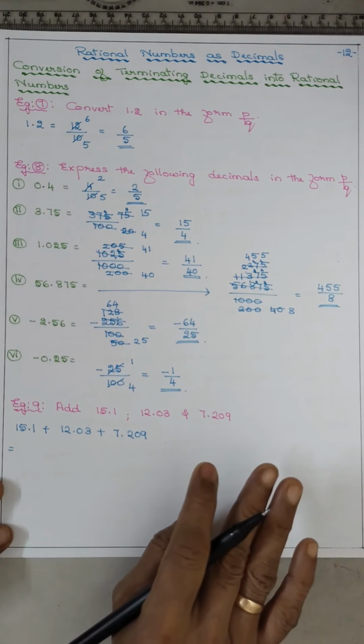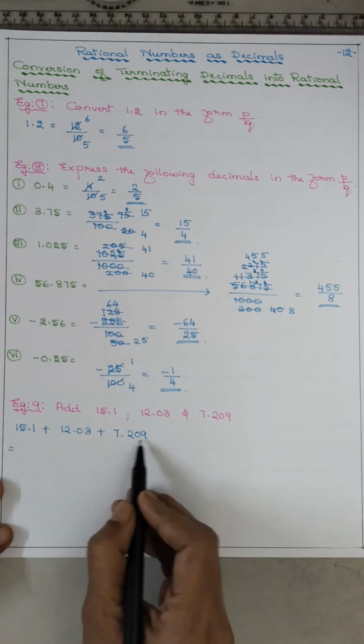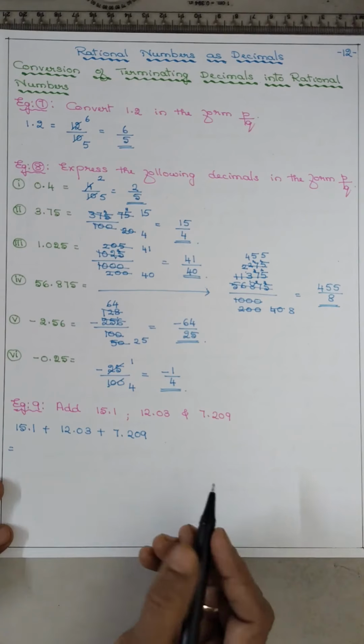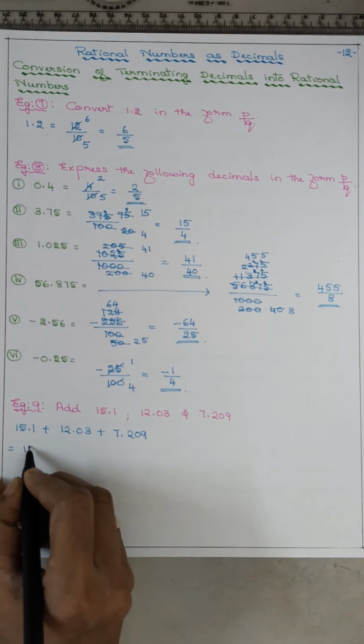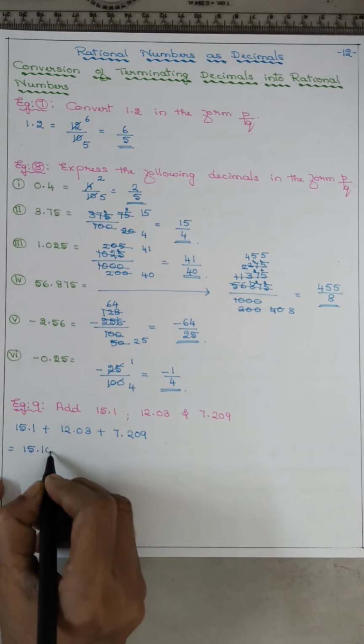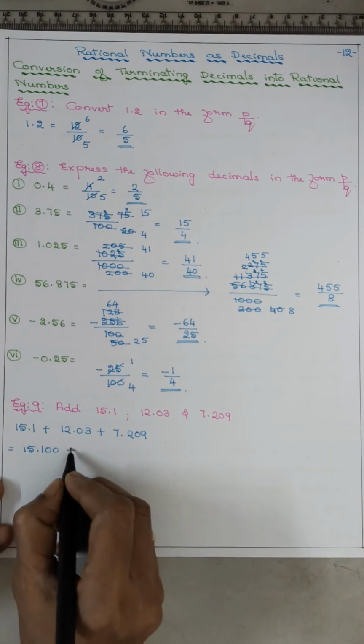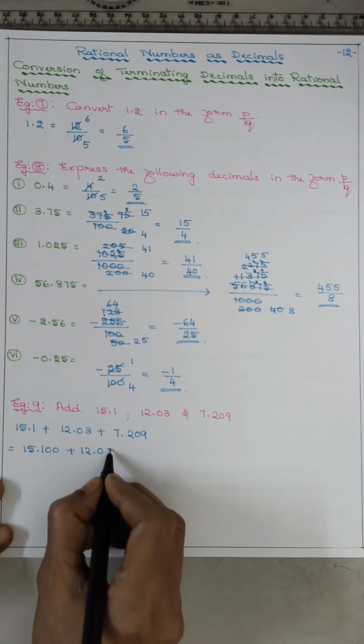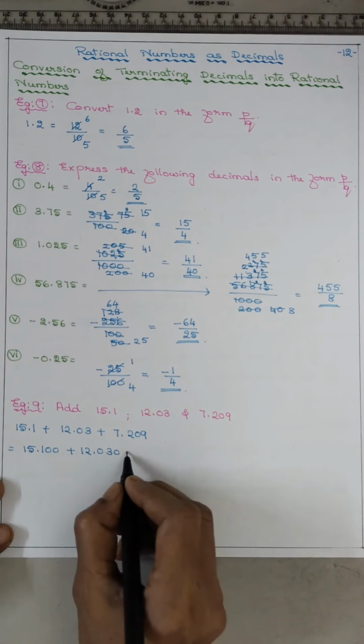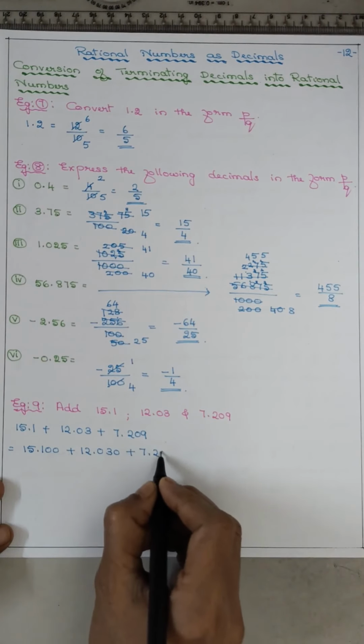We'll write the like decimals. Remember, in 5th standard you have learned the 3 decimal. So convert all in 3 decimal. So this one will be 15.100 plus 12.030 plus 7.209.